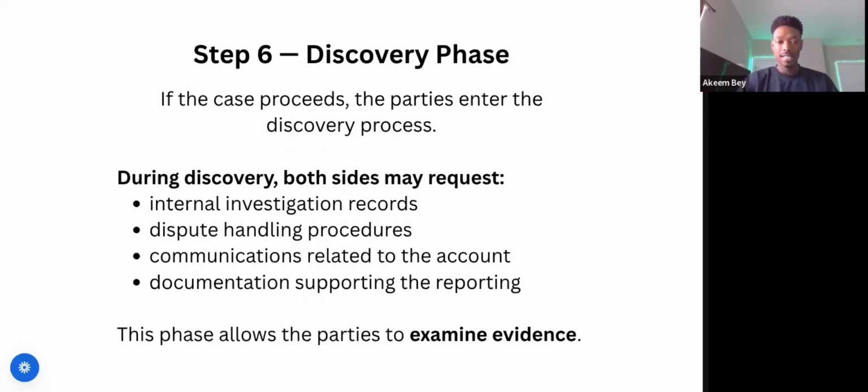So step 6 is the discovery phase in this process. If the case proceeds, right, the parties are going to enter into what's called the discovery phase. During that phase, both sides will request internal investigation records, dispute handling procedures, communications related to the account, and documentation supporting the reporting. This phase is what allows the parties to examine the evidence. And this is why you have to keep a good record of each round of disputes, and this is why I'm teaching you to dispute away.